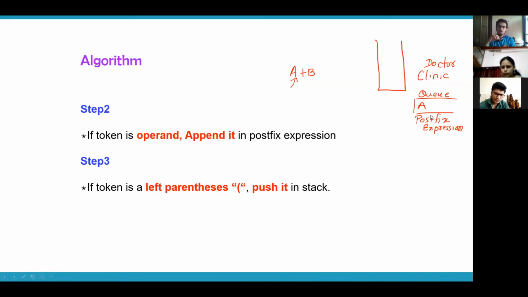Got it? Step number 2. What is step number 1? Step number 1 is that you have to scan your expression from left to right. Step number 3 is, if it is a left parenthesis, push it in the stack.